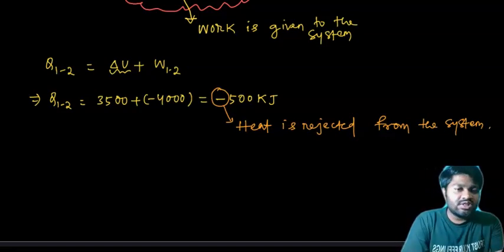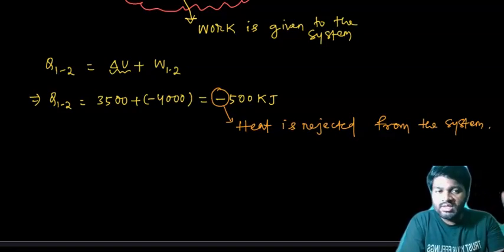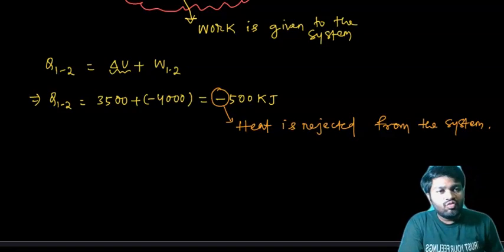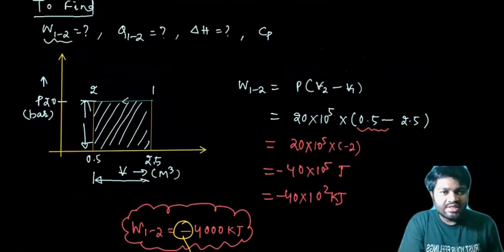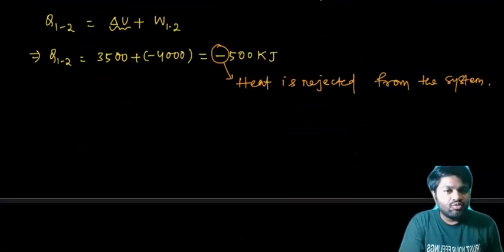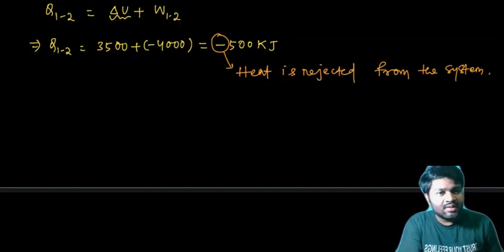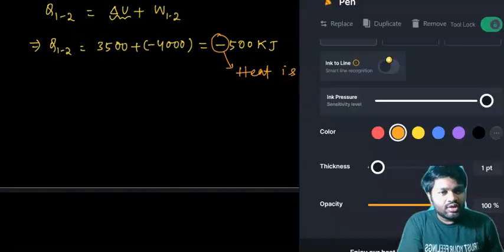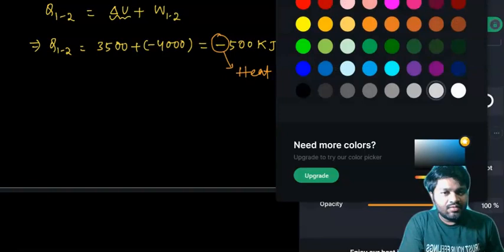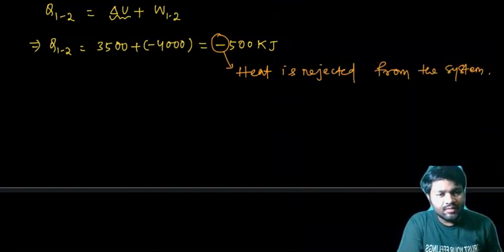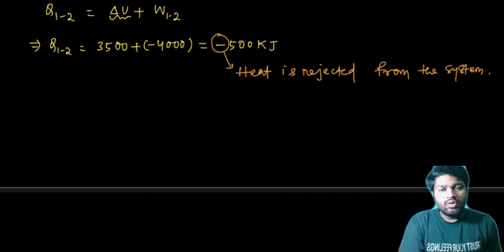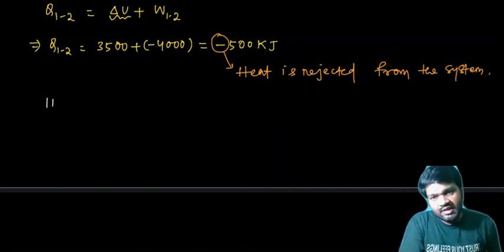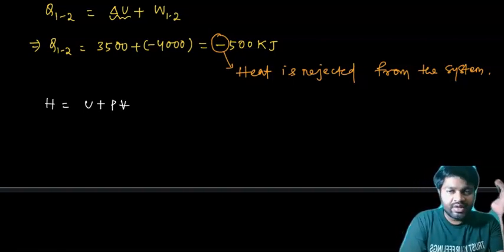Okay, so this is how we found out two answers till now. Now we have to find out the value of change in enthalpy, right? So how to find that? Enthalpy can be found simply by using this relation. We know that this is H, so H equal to U plus PV. We know this relation, right?